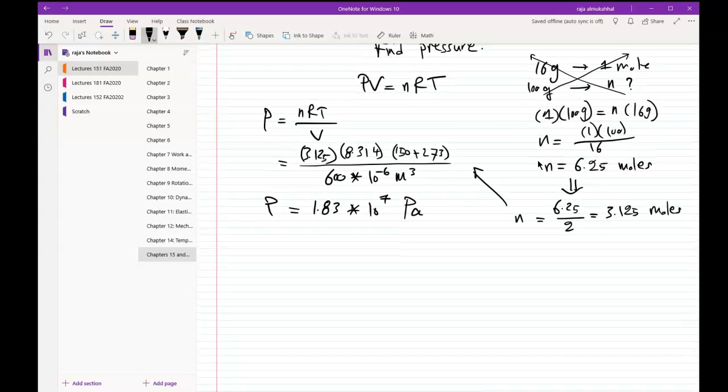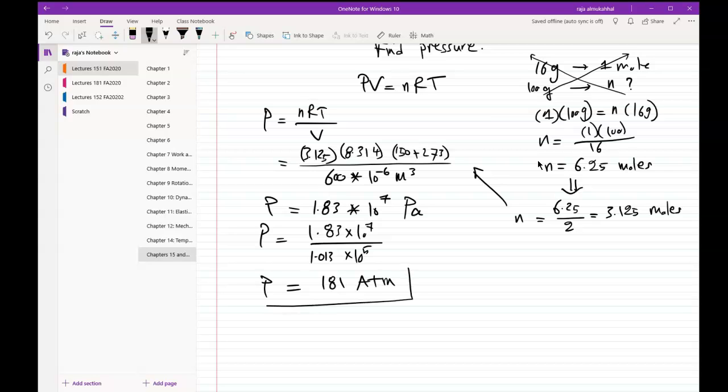Okay. Now, I can convert it into ATM. 1.83 times 10 to the 7 divided by how many? 1 ATM is 1.013 times 10 to the 5th Pascal. Go back to my previous video lecture of chapter 14, we talked about that. And then you divide that by 1.013 times 10 to the 5, and you will end up getting 181 ATM, which is huge pressure.